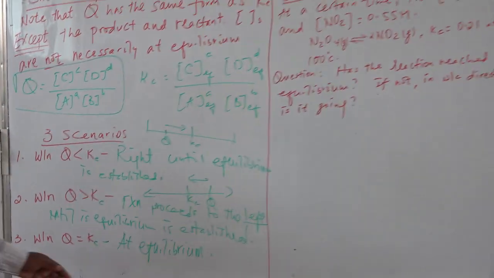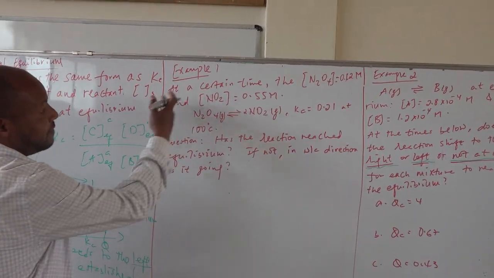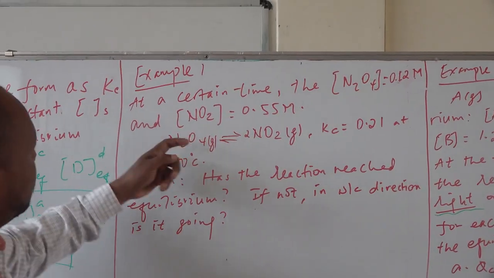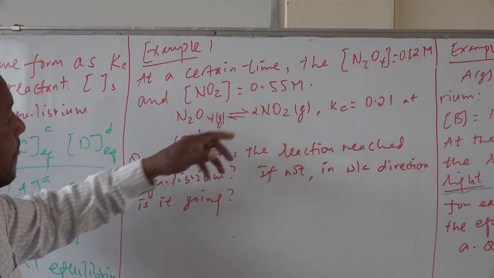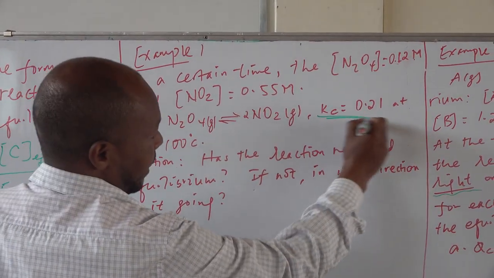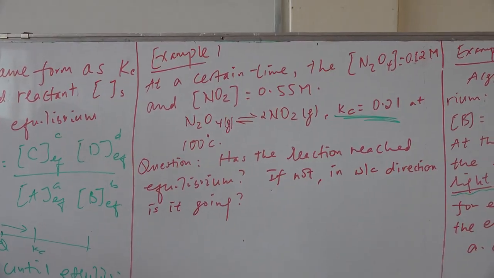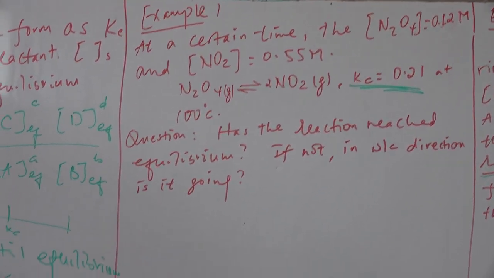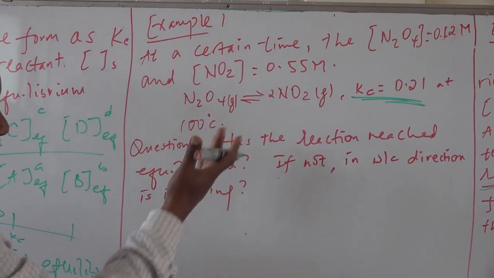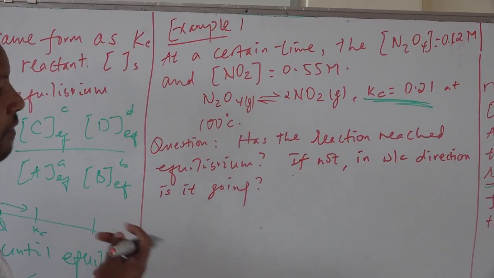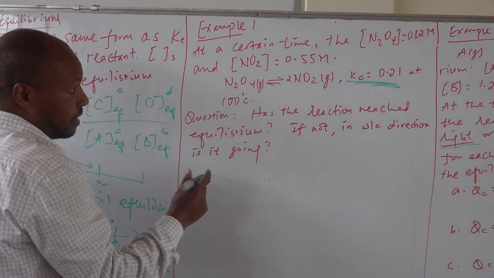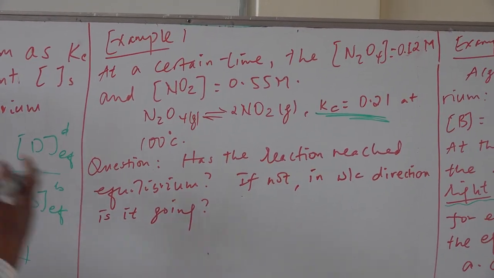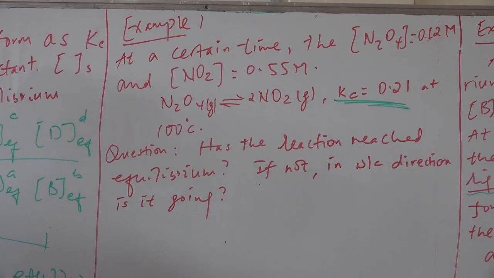Now let us see this with an example. At a certain time, the concentration of N2O4 is 0.12 molar and the concentration of NO2 is 0.55 molar, and Kc is equal to 0.21. The question is: has the reaction reached equilibrium? If not, in which direction is it going? To answer this question, we have to calculate the value of Q. Remember, Q helps us determine which direction the reaction proceeds before equilibrium is established.